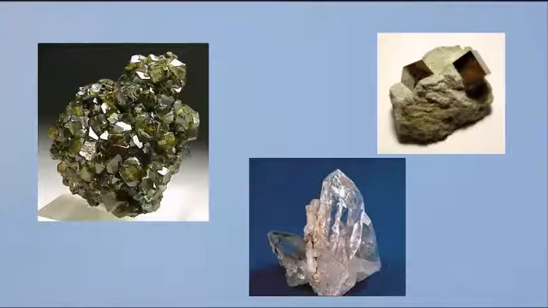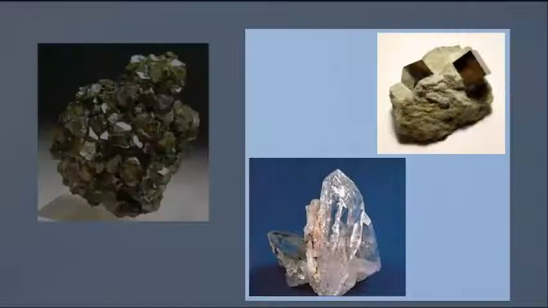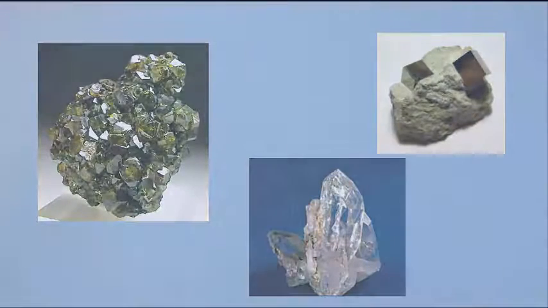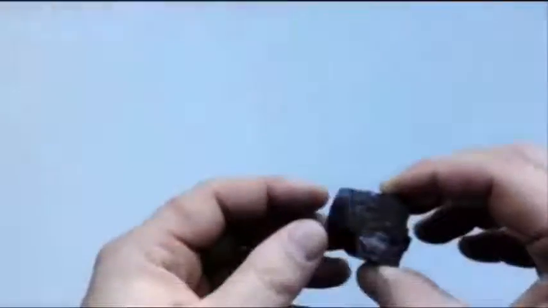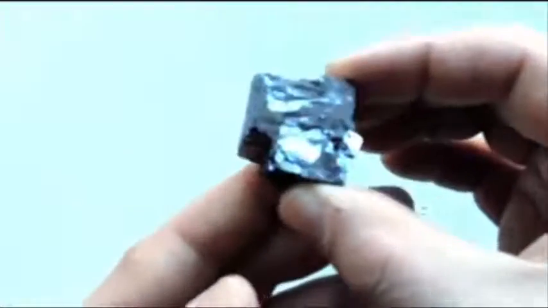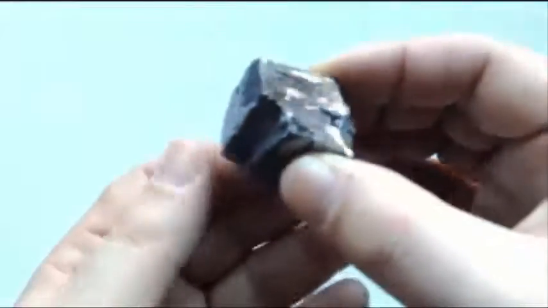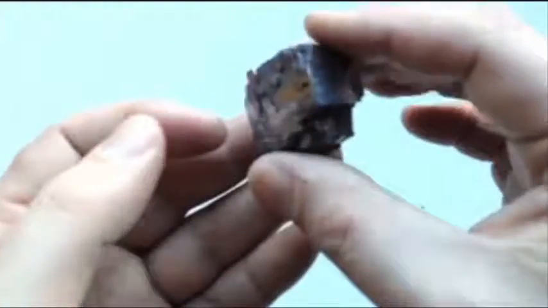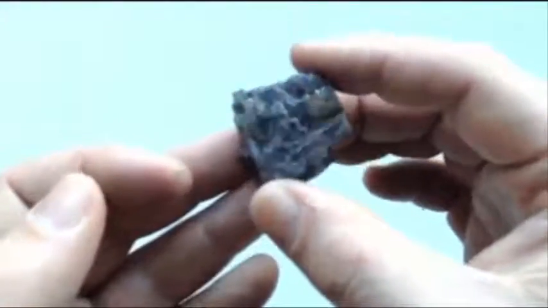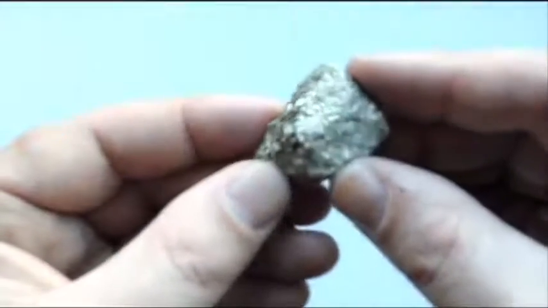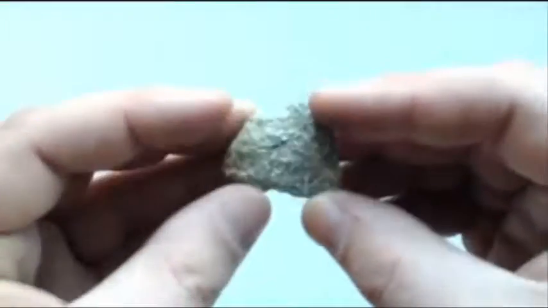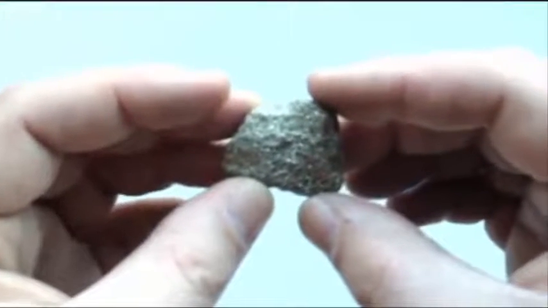Luster refers to how light reflects off of the surface of a mineral. For our class, we will be using two types of luster, metallic and non-metallic. Metallic minerals have a metallic appearance. What I mean is that they are gold or silver and actually look like a piece of metal, like this chunk of galena or this chunk of pyrite. Notice how they look like they are metal. So those have a metallic luster.